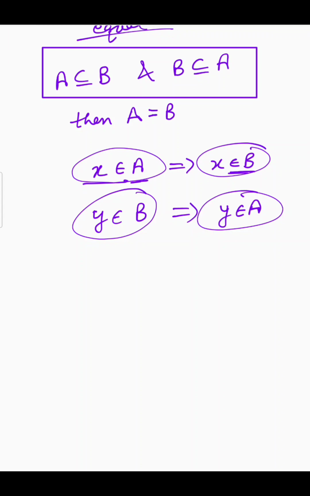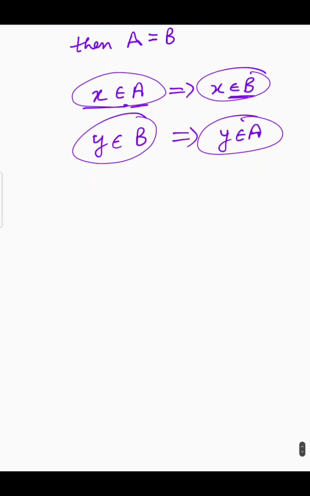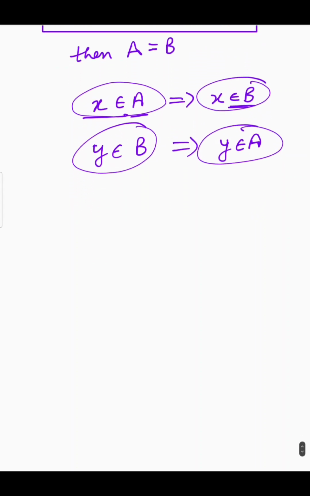Both the sets are equal when the element of set A is there in set B and the element of set B is there in set A, that means both the sets are equal. I hope that it is clear. We'll do sums regarding this.